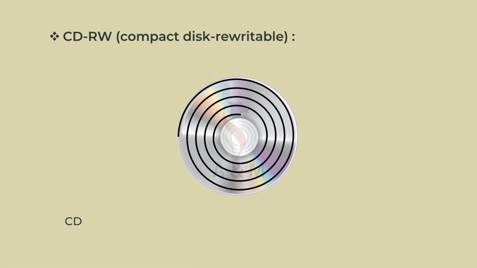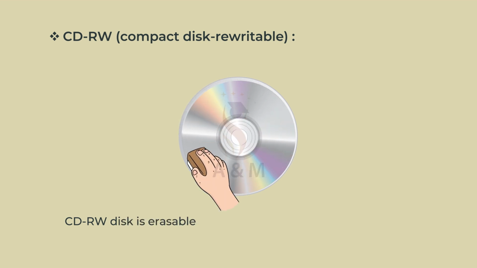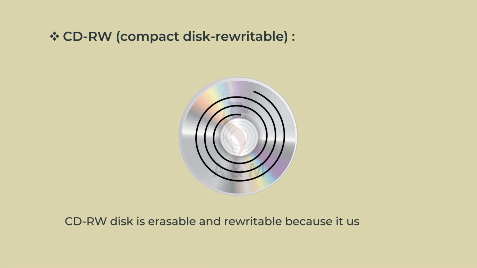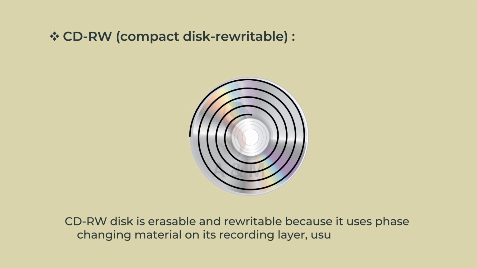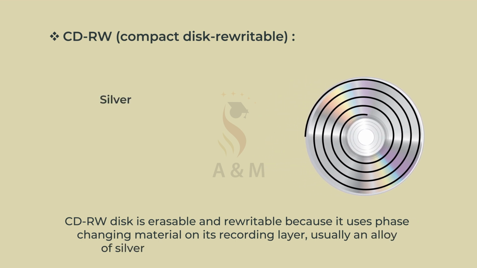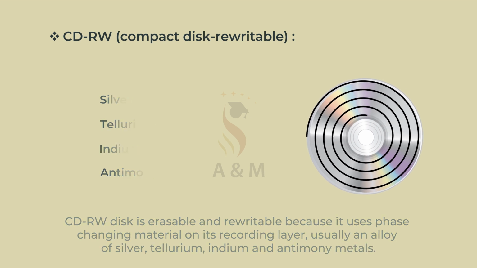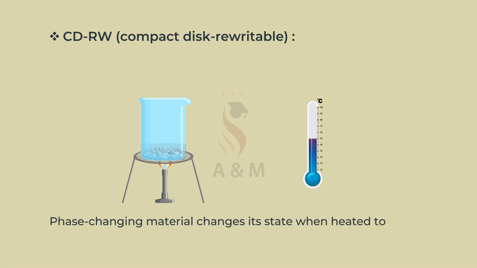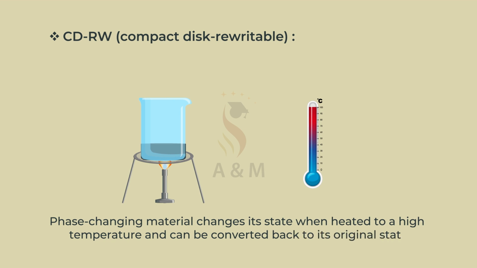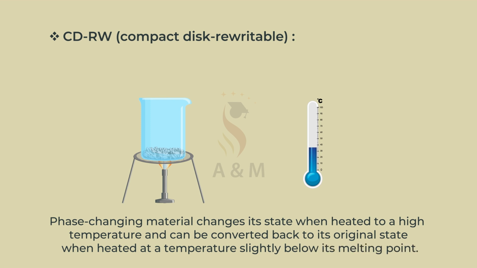CD-RW, that is, compact disc rewritable. A CD-RW disk is erasable and rewritable because it uses phase-changing material on its recording layer, usually an alloy of silver, tellurium, indium, and antimony metals. Phase-changing material changes its state when heated to a high temperature and can be converted back to its original state when heated at a temperature slightly below its melting point.